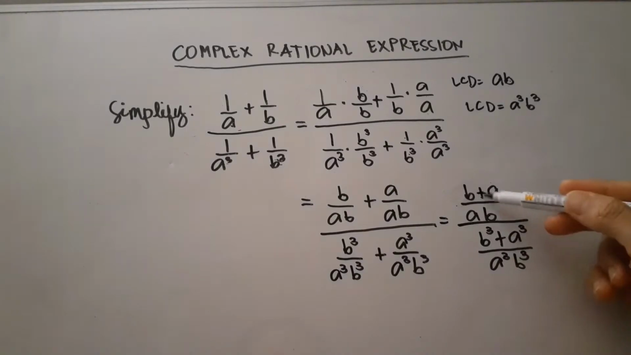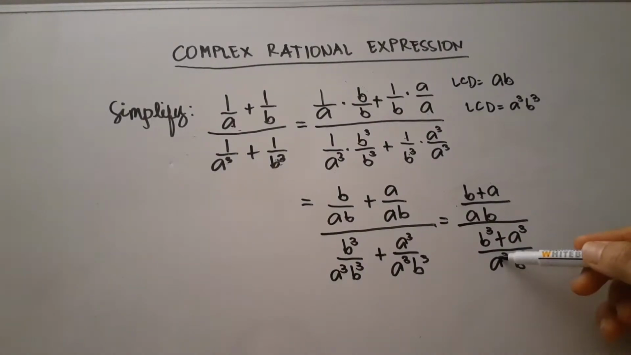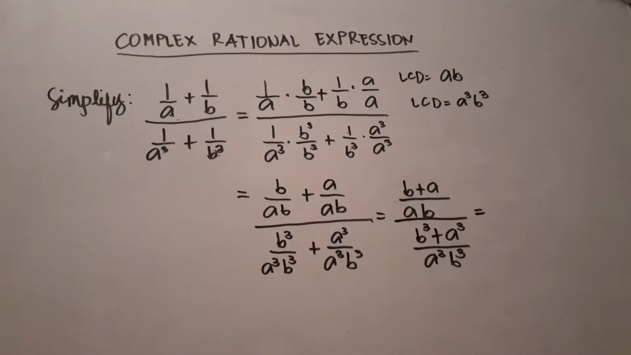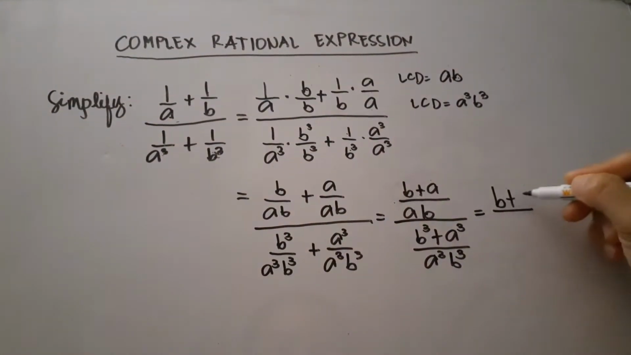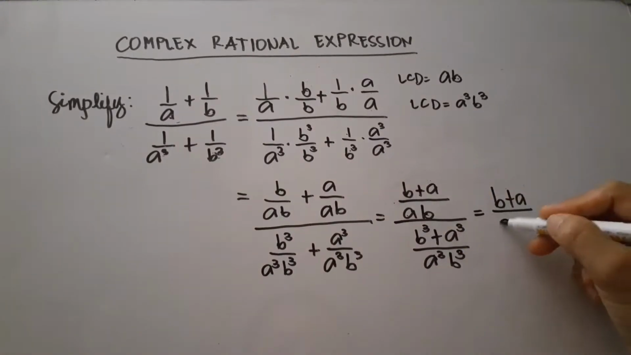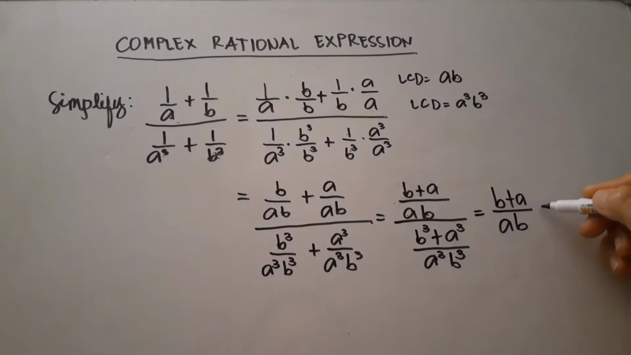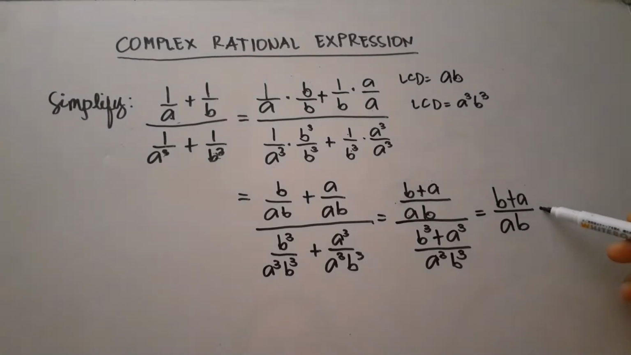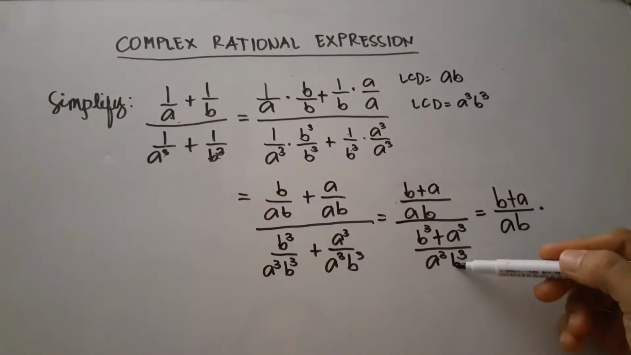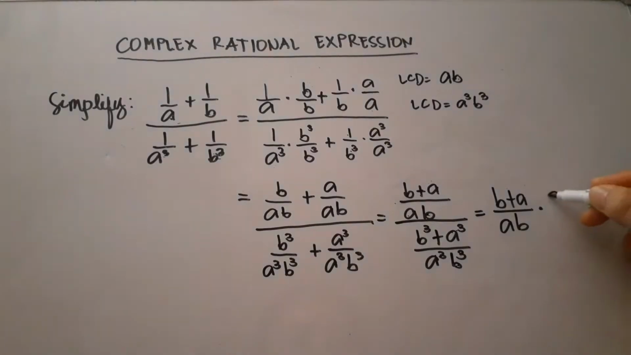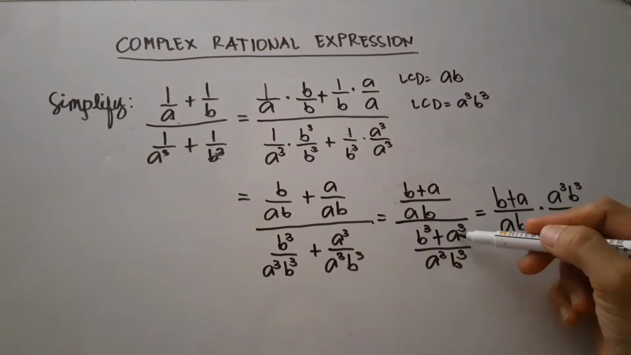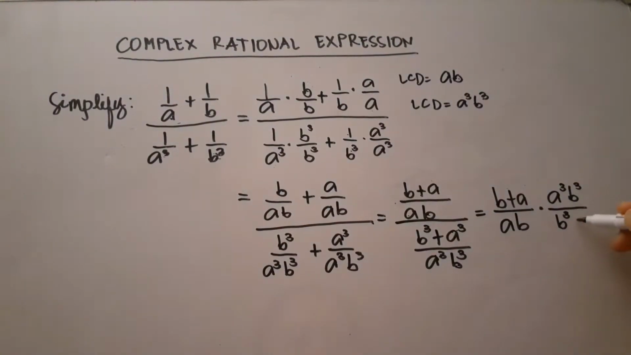In dividing fractions, we flip and use the reciprocal of the denominator. First, we factor each expression, so we have b plus a over ab, since it is in lowest terms already, multiplied by the reciprocal of the denominator. So we flip it, and this will be our numerator, a cube b cube over b cube plus a cube.